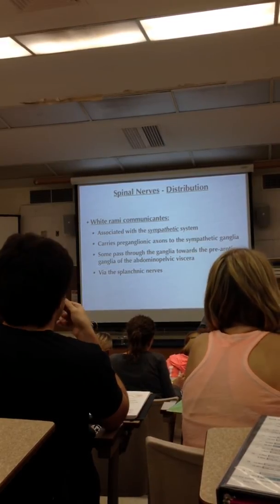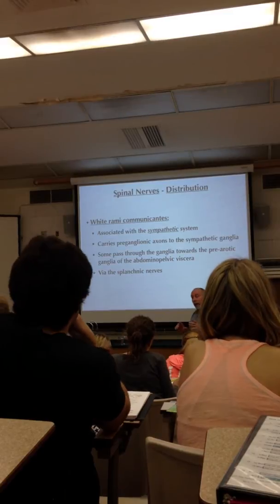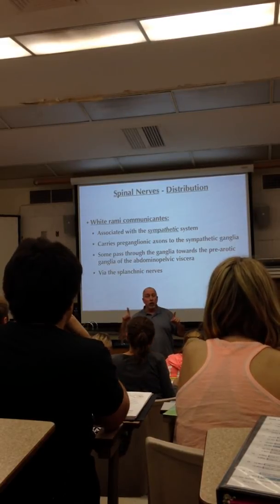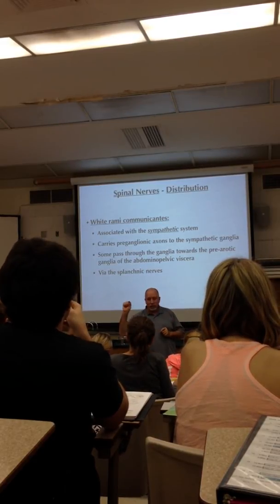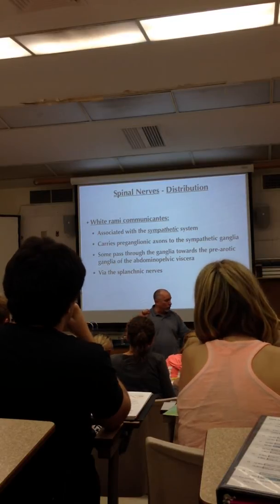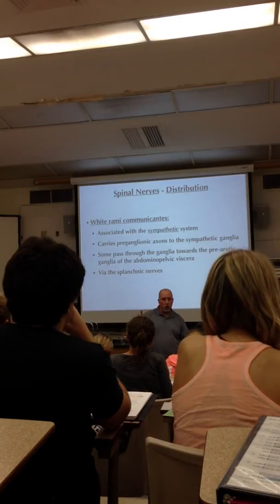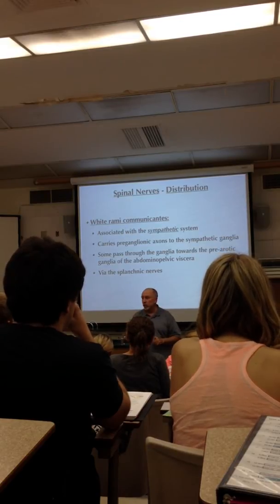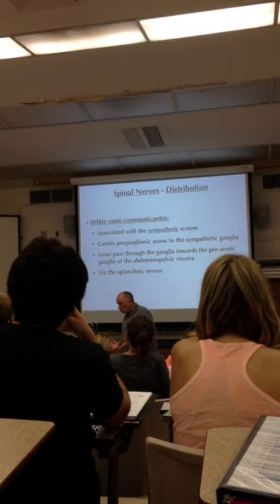Skeletal muscle, period. And those have a single neuron, so that the cell body is in the central nervous system. The axon goes all the way out and it hooks up to the muscle. Just one neuron.